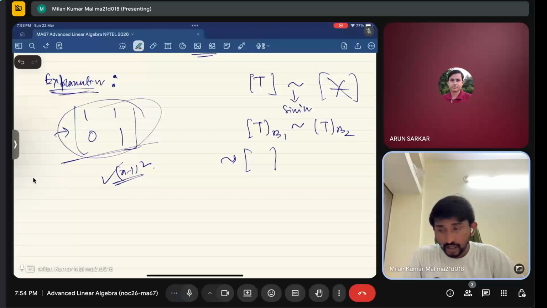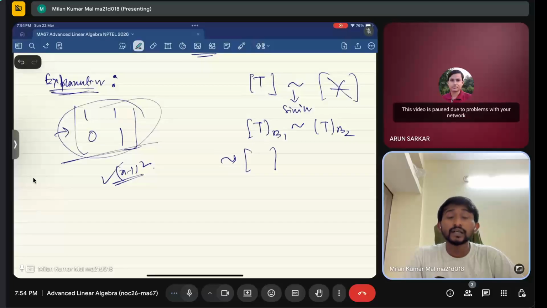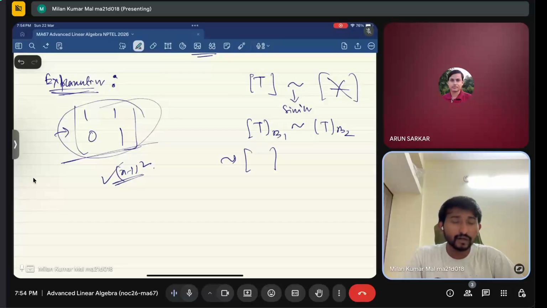In a diagonal matrix, except for the diagonal, all entries are zero. But if it is not diagonalizable, then we may find a matrix for which some more elements will be non-zero, but the maximum number of elements will be zero. So that is the main target.